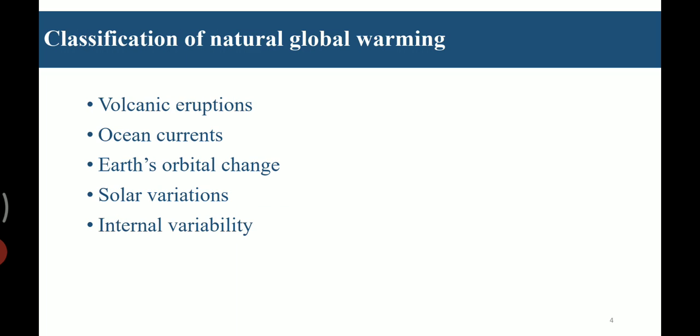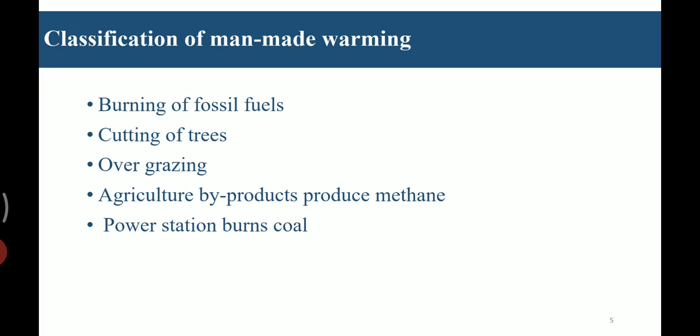Classification of natural global warming: we can classify it as volcanic eruptions, ocean currents, Earth's orbital change, solar variations, and internal variability. So these are some classifications of natural global warming. Then classification of man-made warming: burning of fossil fuels, cutting of trees, overgrazing, agriculture byproducts producing methane, and power stations burning coal. So these are all the man-made causes of global warming.